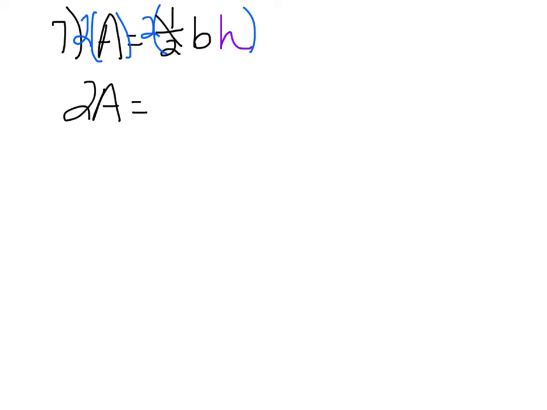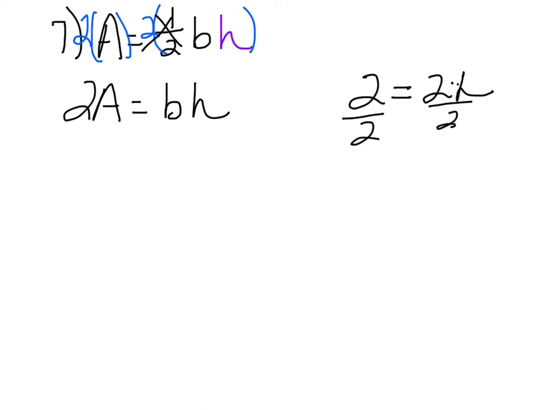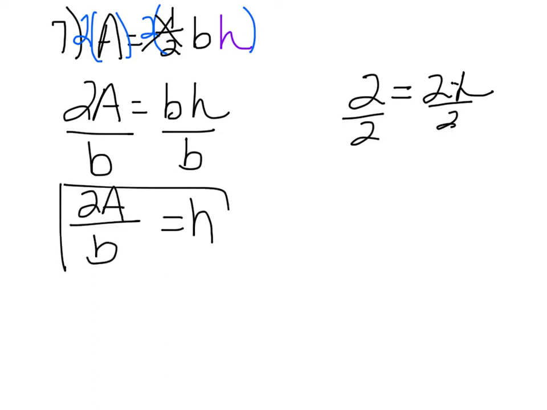2 times a half, that cancels. 2 times a half is just 1. So you're left with b times h. Once again, this equation right here is as easy as 2 equals 2h. That's it. How would you get rid of a times 2? You would divide by 2. How do you get rid of a times b? You divide by b. So h equals 2a divided by b.